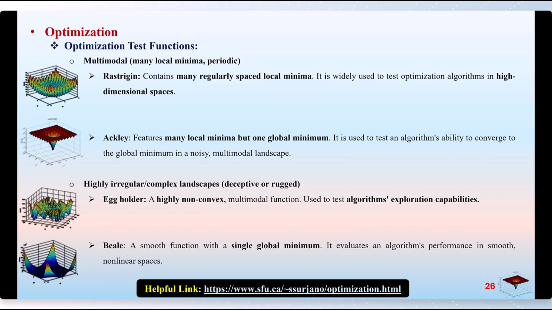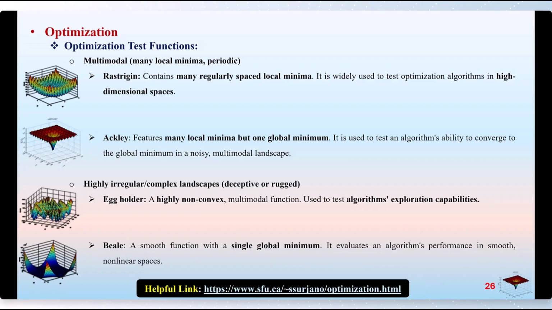Here we have multimodal functions. We have many periodic local minima. So basically a lot of real-world problems are going to be multimodal, like what you see here. So Rastrigin is one of the best multimodal functions out there. It contains many regularly spaced local minima. It is widely used to test optimization algorithms in high-dimensional space. Ackley, which is the most famous optimization test function out there, features many local minima but one global minimum. It's used to test an algorithm's ability to converge to the global minimum in a noisy multimodal landscape.